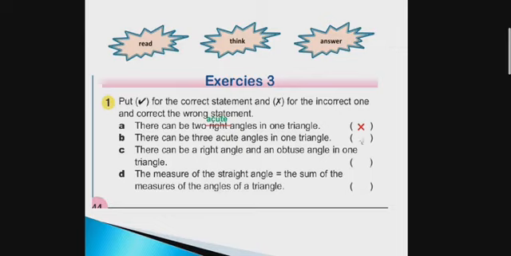C. There can be a right angle and one obtuse angle in one triangle. Of course, that is not true, because any triangle has at least two acute angles. So you can't find another obtuse angle and another right angle. You will correct this by changing obtuse or right to acute angle. D. The measure of the straight angle equals the sum of the measures of the angles of a triangle. That's true.